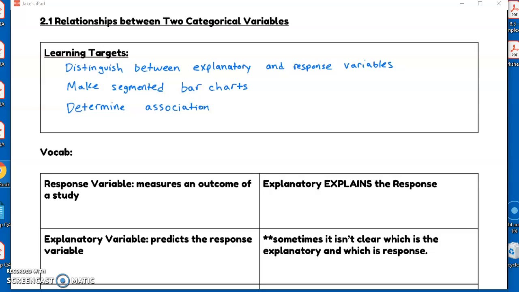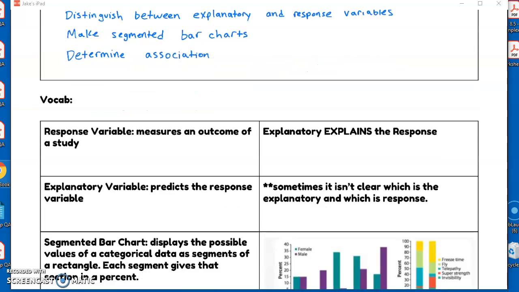So today we have 3 learning targets. Maybe pause the video and make sure to write those down. We are going to be able to distinguish between explanatory and response variables. We're going to be able to make segmented bar charts. And we're also going to be able to determine if there is an association between two variables.